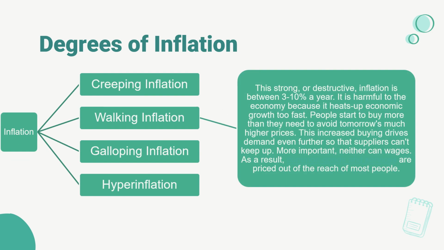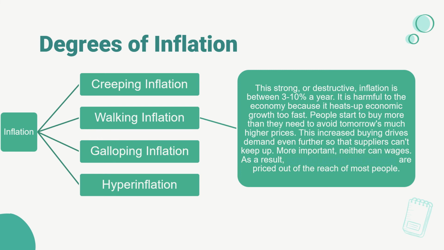Next, we have walking inflation. Walking inflation is known to be a strong or destructive kind of inflation, and it has a range of 3 to 4% inflation per year. It is harmful to the economy because it heats up economic growth too fast. Like we saw for creeping inflation, there is economic growth or development in the economy, but when the rate of inflation increases, the rate of growth increases as well, which heats up the economy. Again the same effect of beating the higher future prices happens.